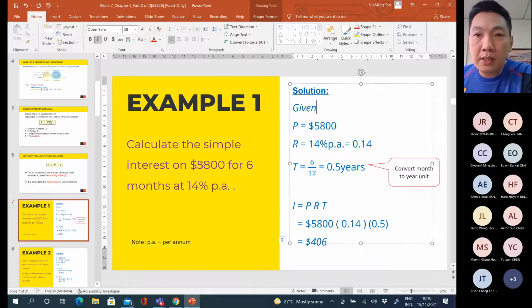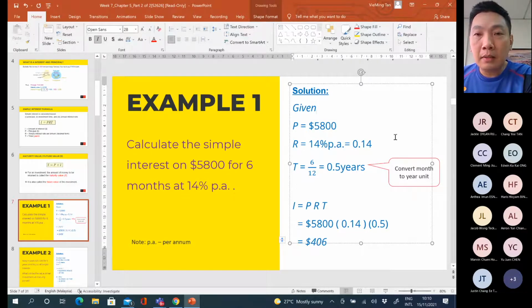Okay, P is 5,800, so we put it here, right? If you don't put the unit, it's fine, because this is only for your information. Okay, R is the interest rate. In this question it is 14%. So bear in mind, when you want to do calculation, you need to change percentage to decimal number. So 14% means 14 divided by 100, so you get 0.14.